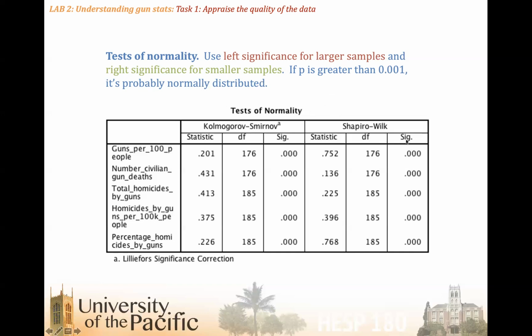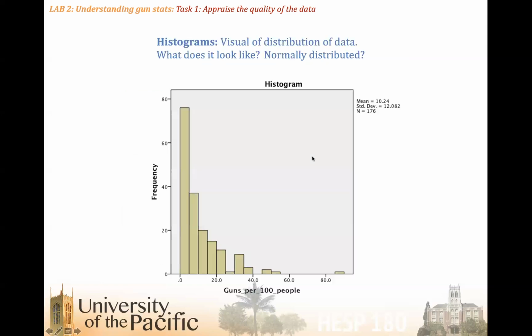And you can say, well, there should be a Shapiro-Wilk for each one of these variables, right? For guns per 100 people, nope. Number of civilian gun deaths, nope. Total homicides by guns, nope. None of them look good here. And you can report that.